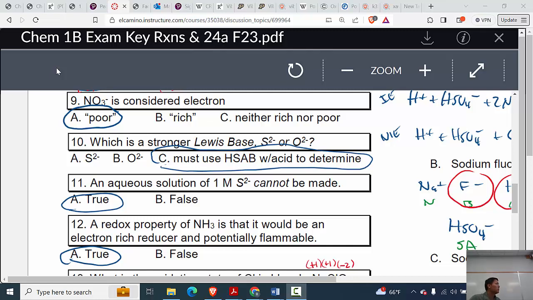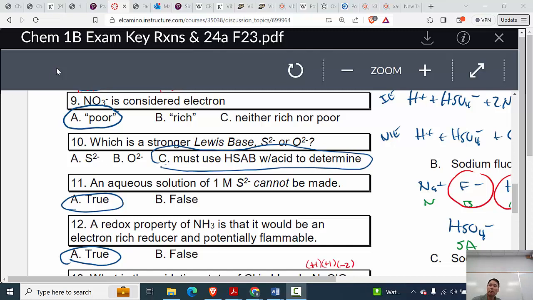For Lewis acid-base reactions, we have to use HSAB. Does anybody remember what HSAB stands for? Hard soft acid base, right? And we've got to match it because we're forming MOs, so we want good atomic orbital mixing for those. So get that. An aqueous solution of 1 molar sulfide cannot be made. That's true. Why?